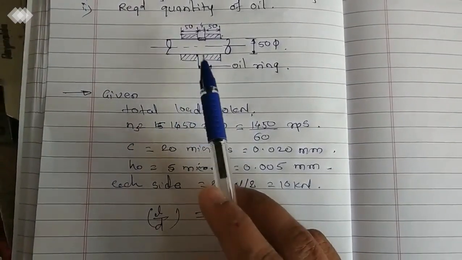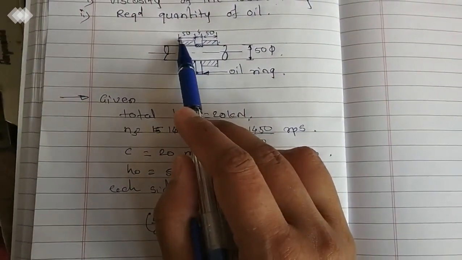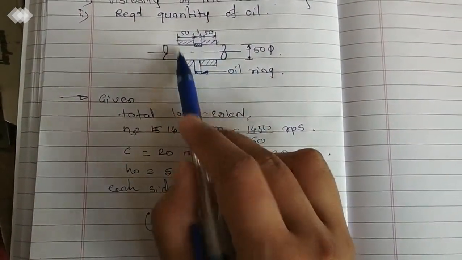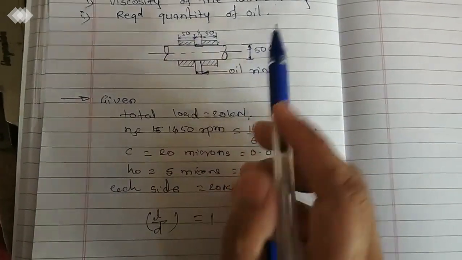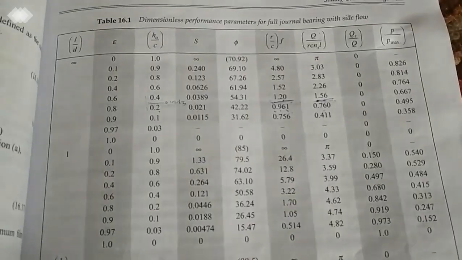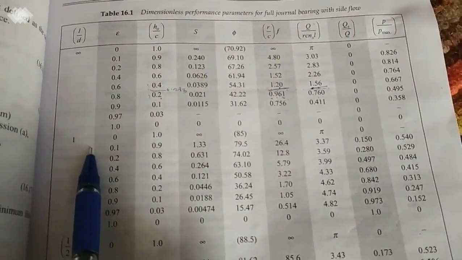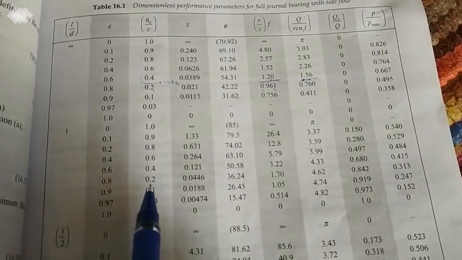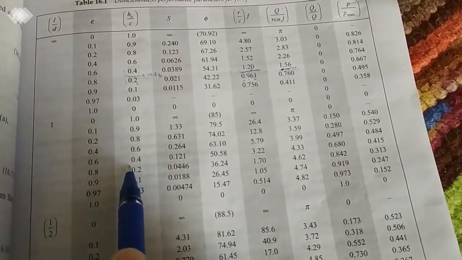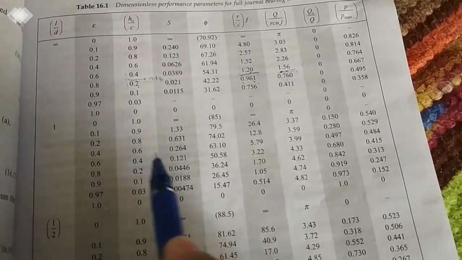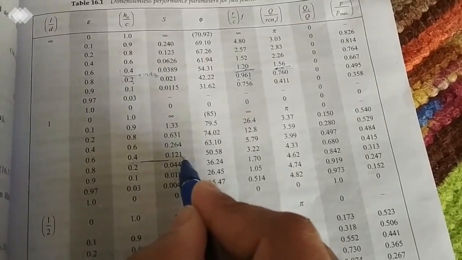But before that we need to know about this L by D ratio. Here we are treating these two parts as separate bearings. So here the length L is 50 and diameter is 50. So L by D ratio becomes 1. As you can see in the table, when L by D ratio becomes 1, our value of h0 upon C is 0.25. So it lies between these two. So the Sommerfeld number lies between these two values.